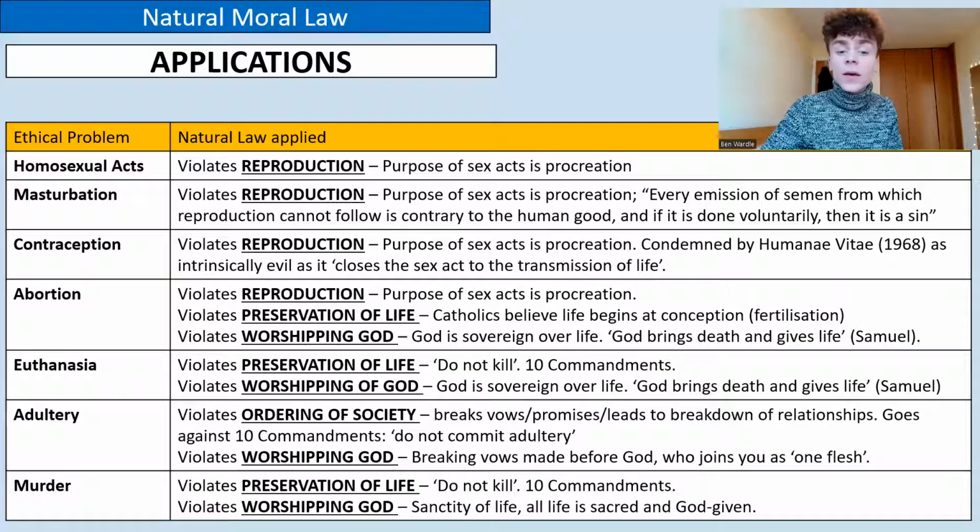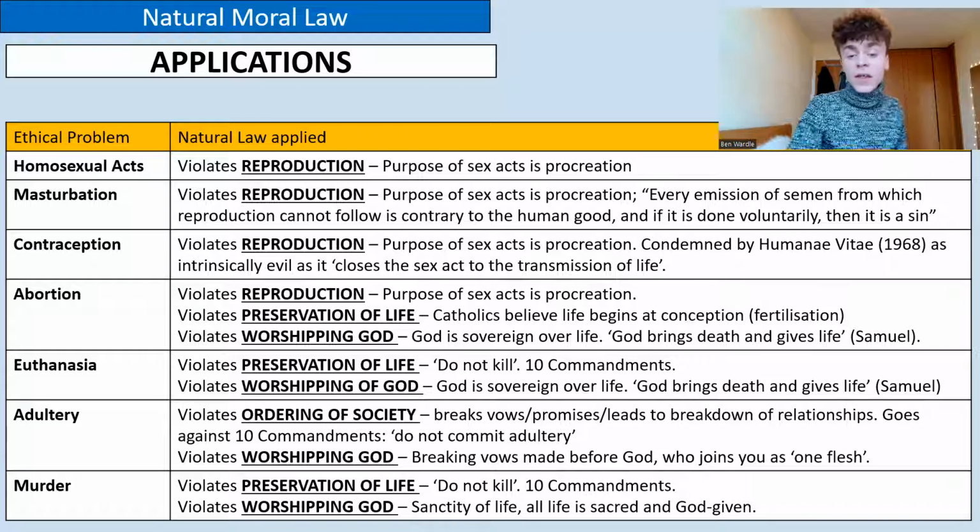And we could say it goes against worshipping God, because adultery is where you're having an affair after being married. Well, marriage, as we know, is so important for Christians. It's not just a contract between two people. It is a sacred covenant where you make vows before God and he joins you together as one flesh. So you're breaking those vows that you've made before God. So you're going against his plan for you and the vows you've made to him. It's a bit like sticking your middle finger up at him, basically, if I may put it in those terms.